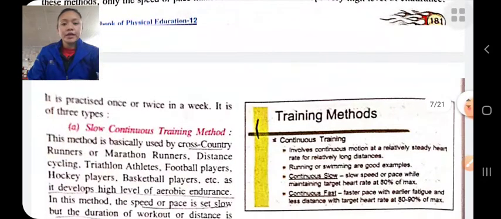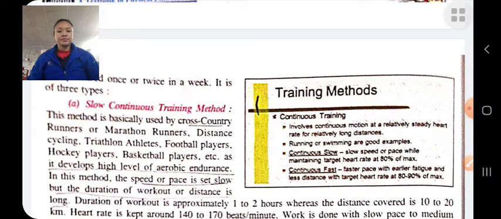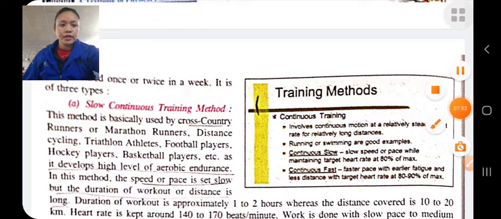There are three types of continuous training methods: slow continuous training method, fast continuous training method and variable continuous training method.